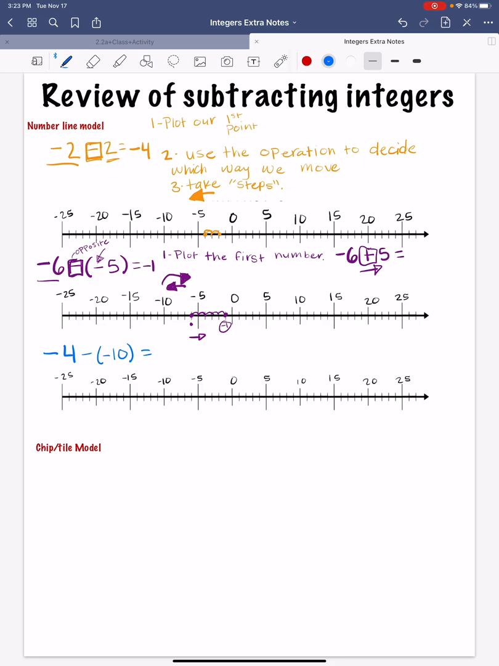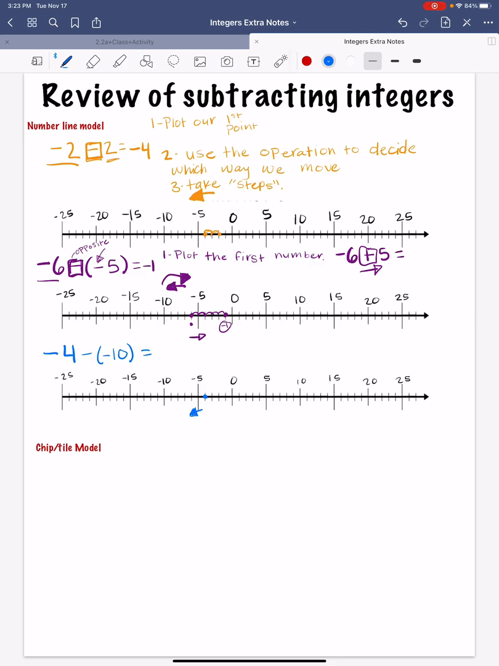Okay, so first things first, we always plot that first number, so we're going to find negative 4. We're going to put our point at it, it's right there. And then this told us that we need to go this way.